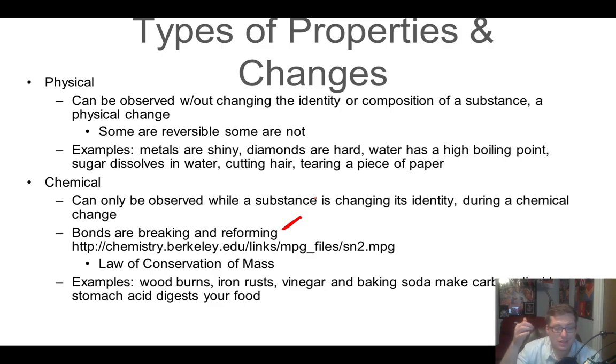Okay, if you take a piece of wood and you light it on fire, that's a chemical change. Right? You no longer have wood at the end. You have ash, which is primarily carbon, and then you have carbon dioxide that it formed.